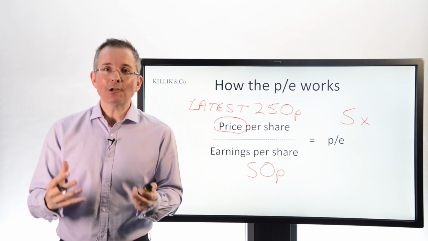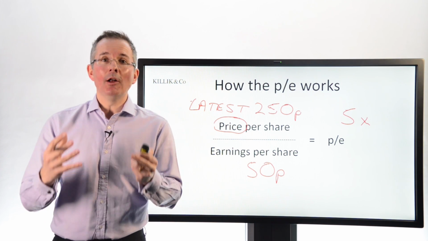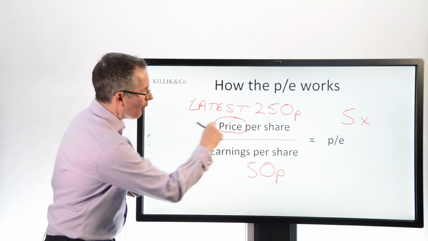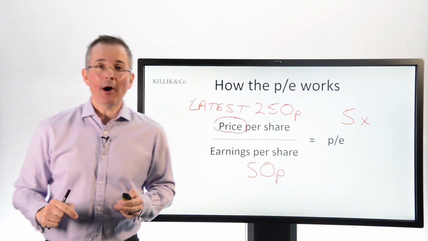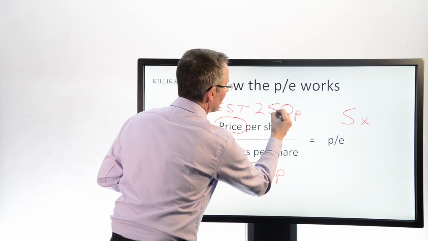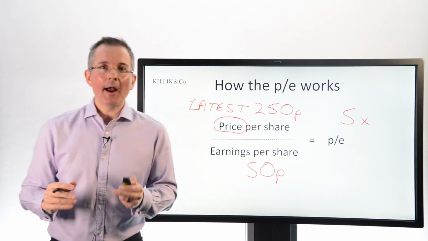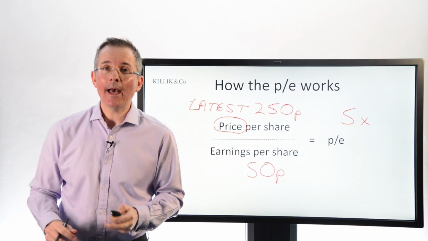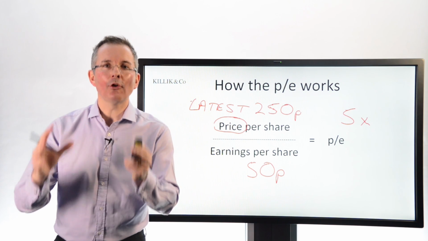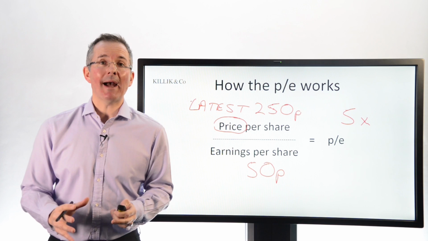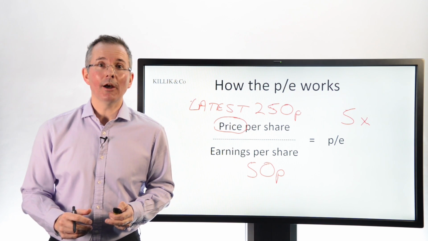Now, what does that actually tell you? By itself, not much. The basic interpretation is this: if you're prepared basically to buy the share for £2.50, that's the current share price, excuse my slightly squiggly writing there, that implies at current earnings of 50p per share, were nothing to change, earnings not to move, you'd be prepared to wait 5 years just to get your money back, just to get your £2.50 back.